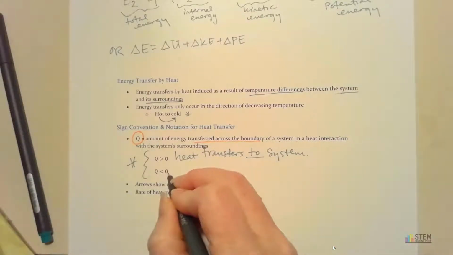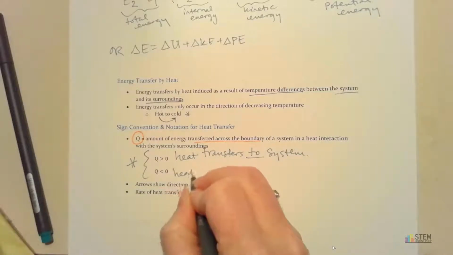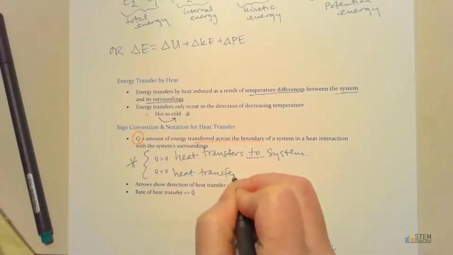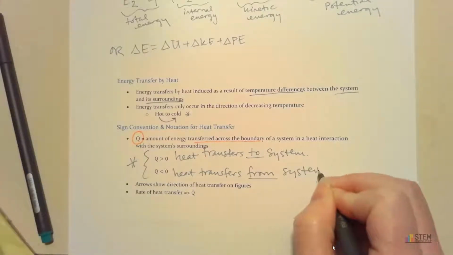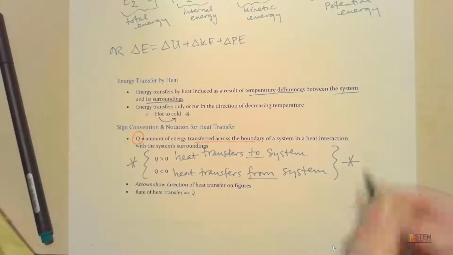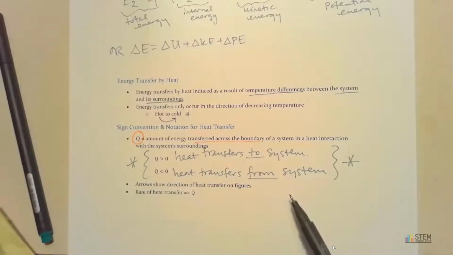And when Q is less than 0, heat transfers from the system. So to and from are your keywords there. And again, make note of that because you'll be using that sign convention quite a bit. So let's think about what this is saying.